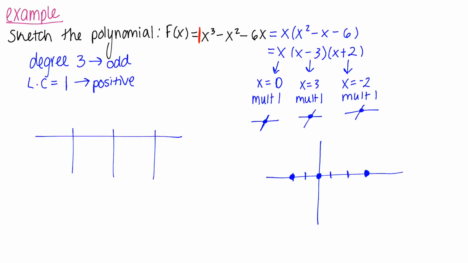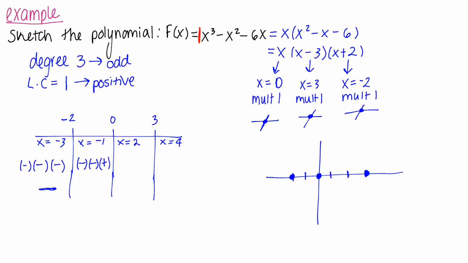So we have negative 2, 0, 3. I'll just go ahead and do all the work of a nonlinear inequality. So I have my test points, and I'm plugging them into this guy here. Plugging in negative 3 to x, you have a negative. Negative 3 minus 3 is negative. Negative 3 plus 2 is negative. This whole thing is negative. Negative 1 is negative. Negative 1 minus 3 is negative. Negative 1 plus 2 is positive. So this is positive.